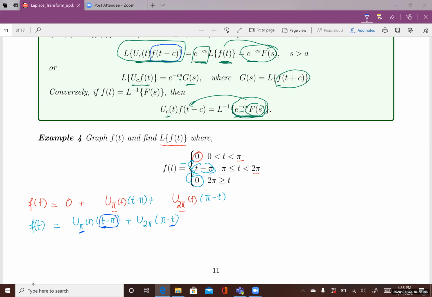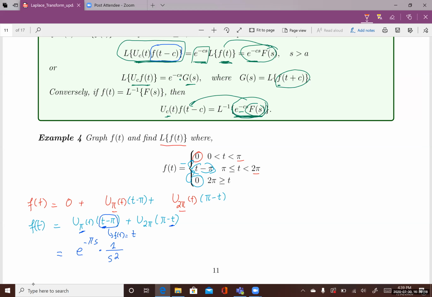I can convert it to the Laplace transform by taking e to the negative cs. So c is pi, so negative pi s. And multiply by the Laplace transform of the function f of t. And the function f of t in this case is t. The Laplace transform of t is 1 over s squared. All right, so this is the Laplace transform of the first unit function.